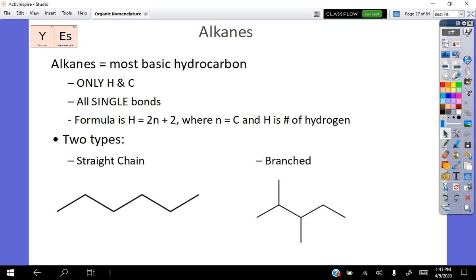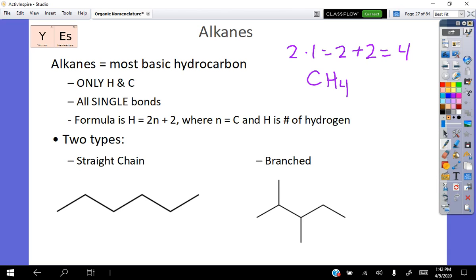So alkanes specifically are the most basic hydrocarbon. It is only carbon and hydrogen and is all single bonds. The formula for an alkane is 2 times N, where N is the number of carbons, plus 2, and that tells you how many hydrogens we have in our formula. So for instance, if I have 1 carbon, 2 times 1 is 2, plus 2 gives me 4 hydrogens. Since I've got 1 carbon and 4 hydrogens, the formula for a 1-carbon alkane is CH4.